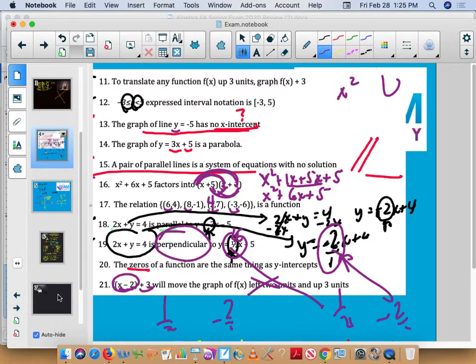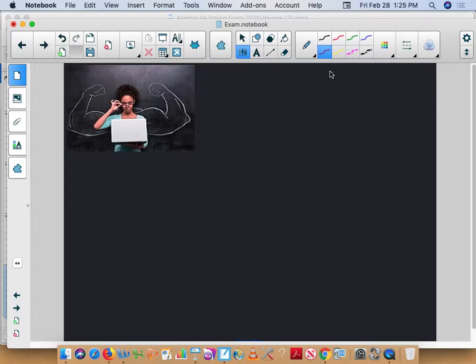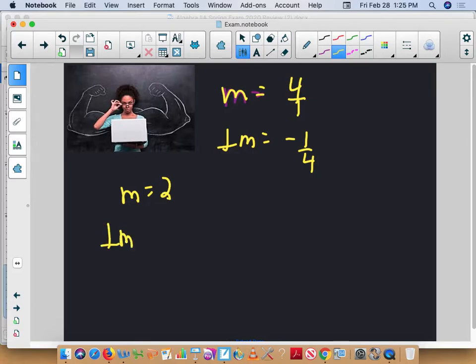Maria, hang on. You can put your hand down. If I have a slope of 4, what would the perpendicular slope be? What's the reciprocal of 4? 1 over 4. What's the opposite reciprocal? Those are perpendicular. If I have a slope of 2, what would the perpendicular slope be? Negative 1 over 2. They're opposite reciprocals, not just reciprocals.